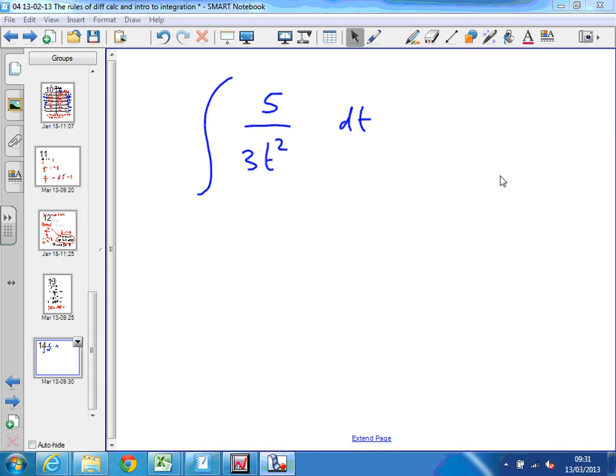For this one, again, we have to start off by using the laws of indices. This is an inverse. The t squared is underneath, so what do we do about it? Right, we bring the t squared to the top and call it -2. The 3 stays underneath, so this becomes the integral of 5/3 t to the -2 with respect to t. So we use the law of indices again.